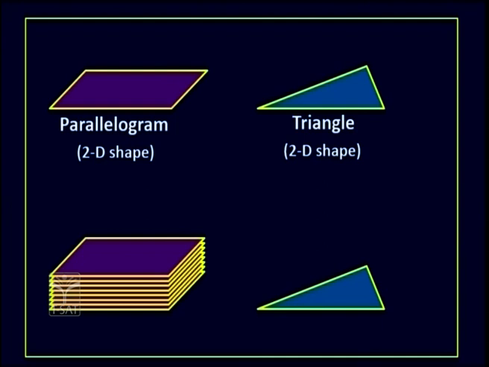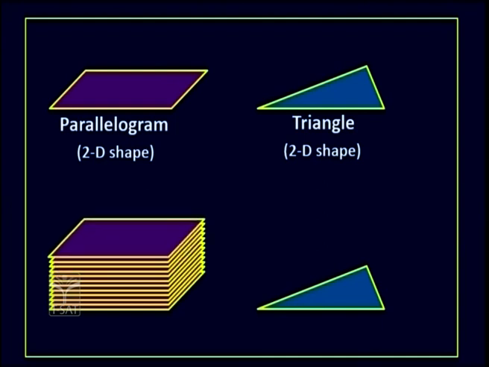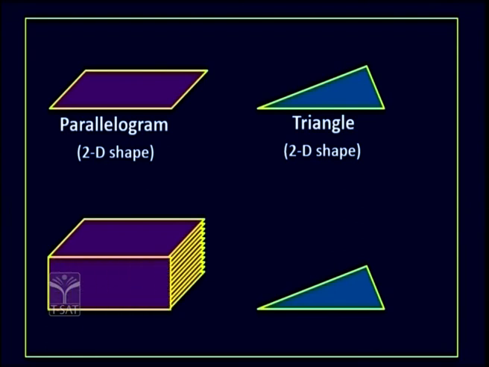Children, what are you observing on the screen? I am placing parallelograms one above the other which are congruent, meaning having the same shape and same size. When I placed one over the other, what do you observe here, children? Yes, it is forming a 3D shape. It was a 2D shape, now it is a 3D shape. Why am I calling this a 3D shape, children?